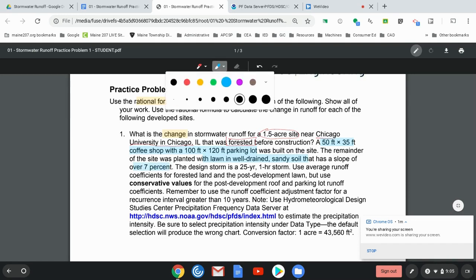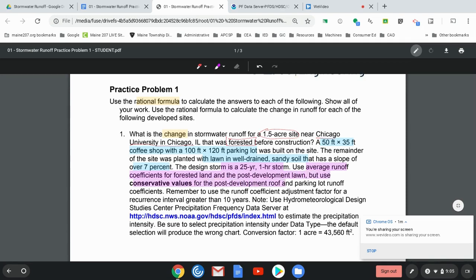The design storm is a 25-year, 1-hour storm, and it says use average runoff coefficients for the forested land and the post-development lawn, but use conservative values for the post-development roof and parking lot runoff. So spend some time talking about what that means. And then remember to use the runoff coefficient adjustment factor for a recurrence interval greater than 10 years, because it's 25-year.